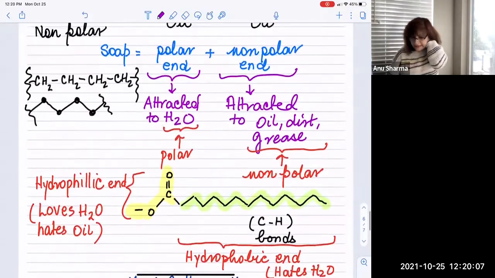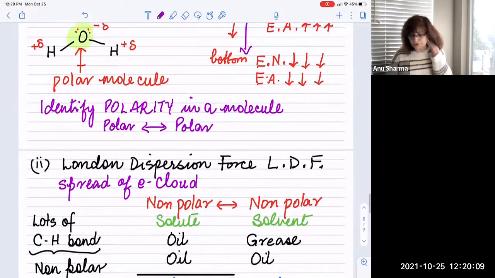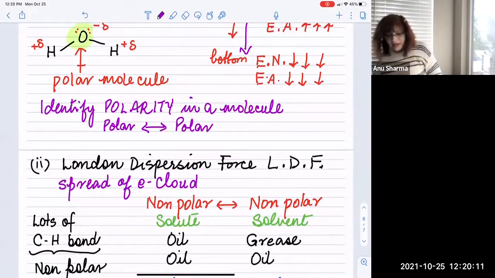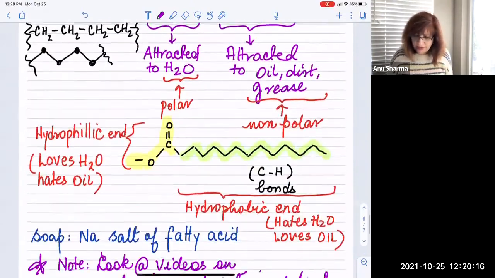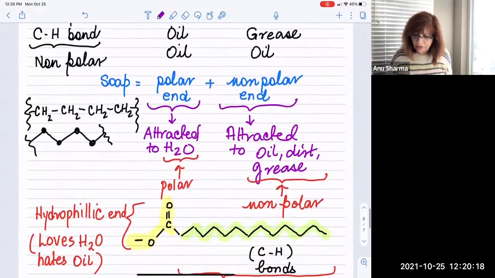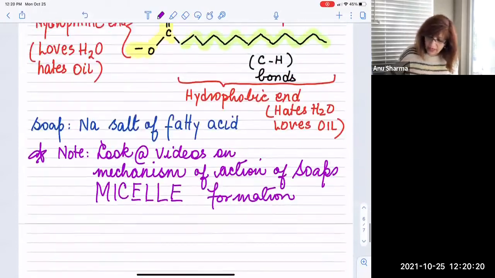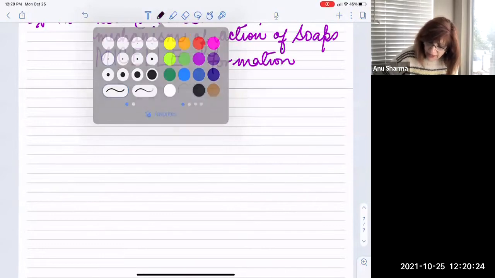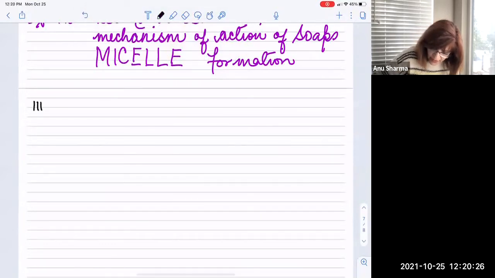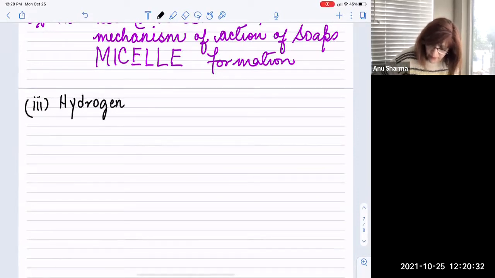Okay, so that is the concept of London dispersion forces and like dissolves like, basically non-polar and non-polar. When non-polar and non-polar, that is how they are attracted. Okay, and the last comes is hydrogen bonding.